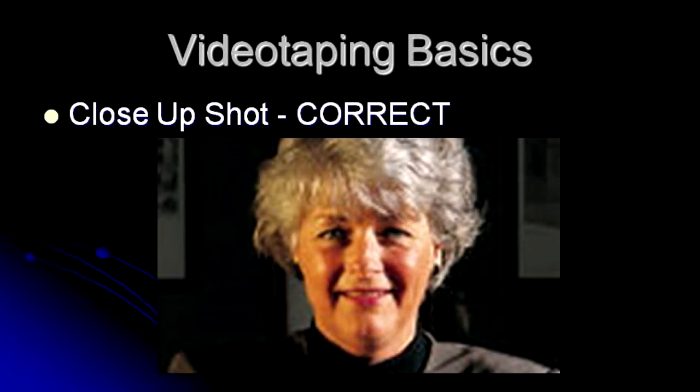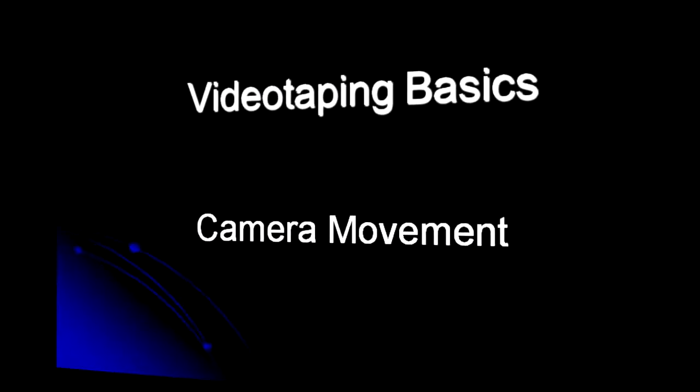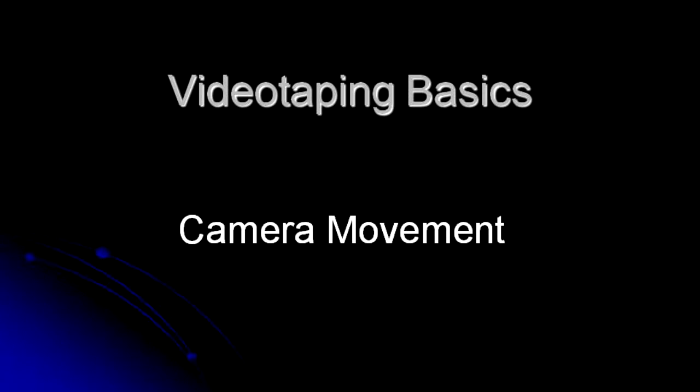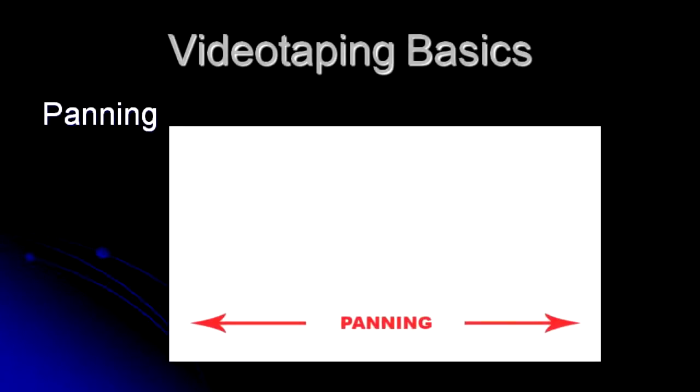Again, the correct framing for a close-up. Let's discuss the different ways we can move the camera. Let's assume your camera's on a tripod. When you move your camera side to side, this is what is referred to as panning.